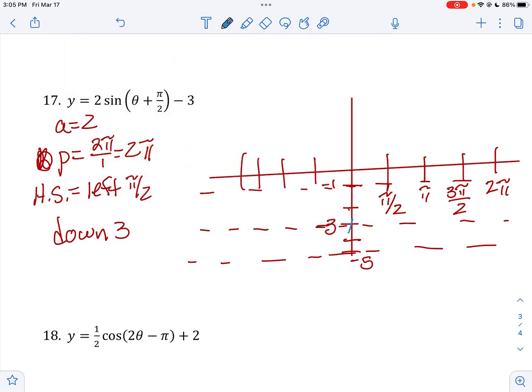So sine starts in our center, but it's to the left pi over 2. So it's actually going to move to here. So middle, center, down, middle, high, middle. This would be down, middle. And we have that one.